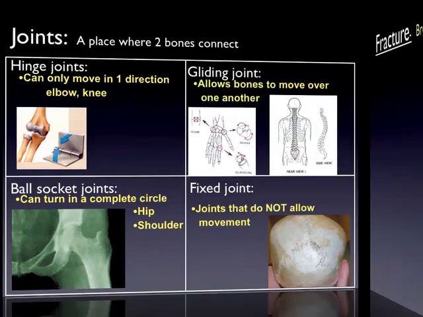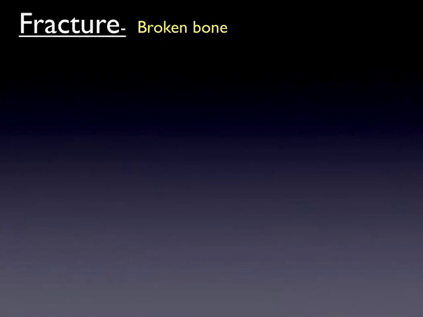All right, so that's the fixed joint. For the last couple slides here, we just want to talk quickly about some injuries to the skeletal system. One is a fracture, and obviously, a fracture is a break in a bone. A broken bone is a fracture.